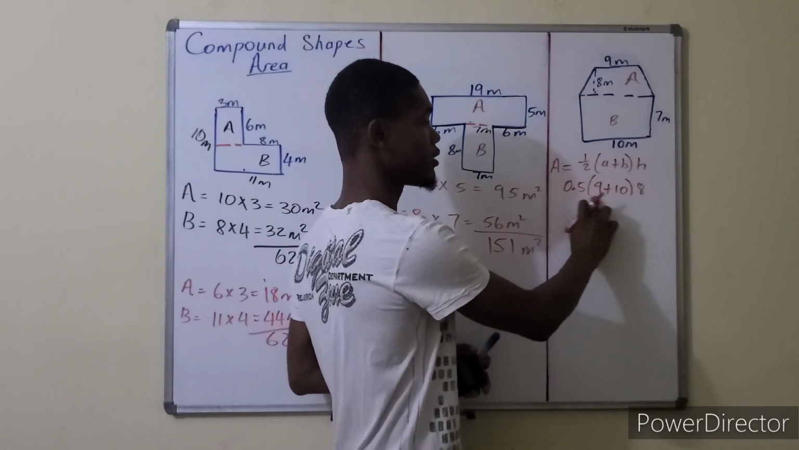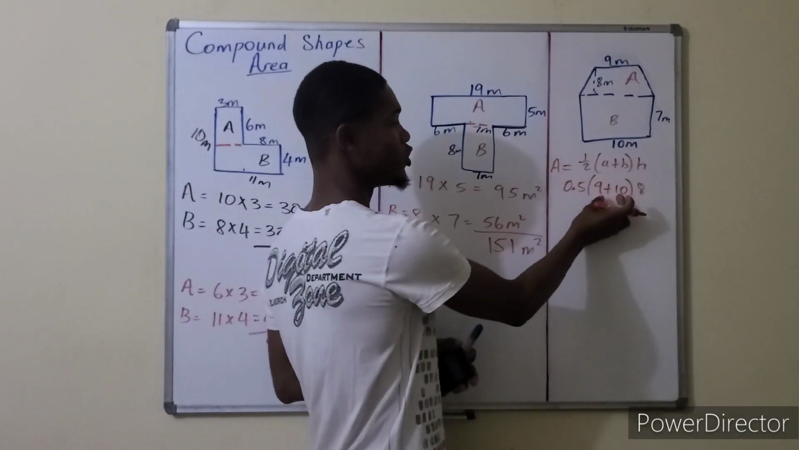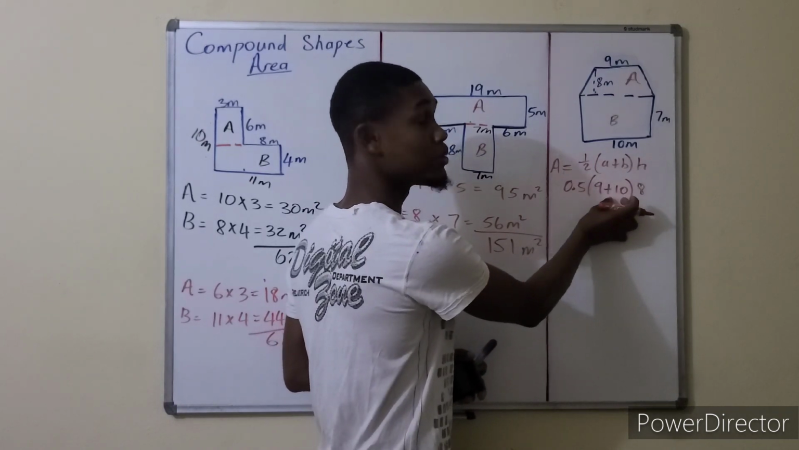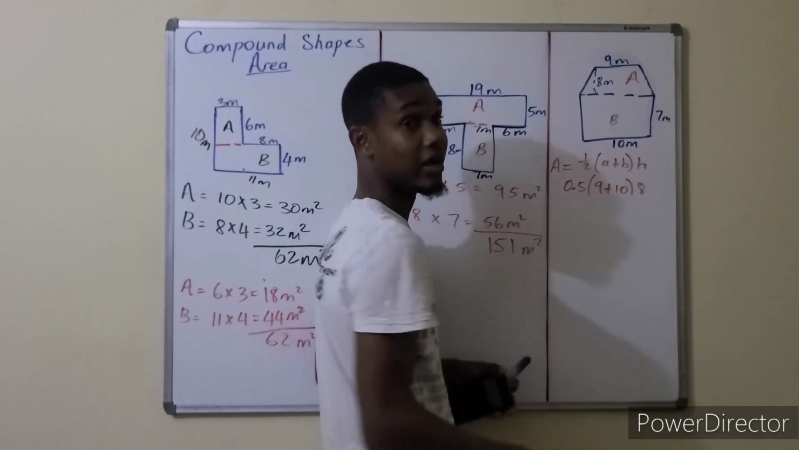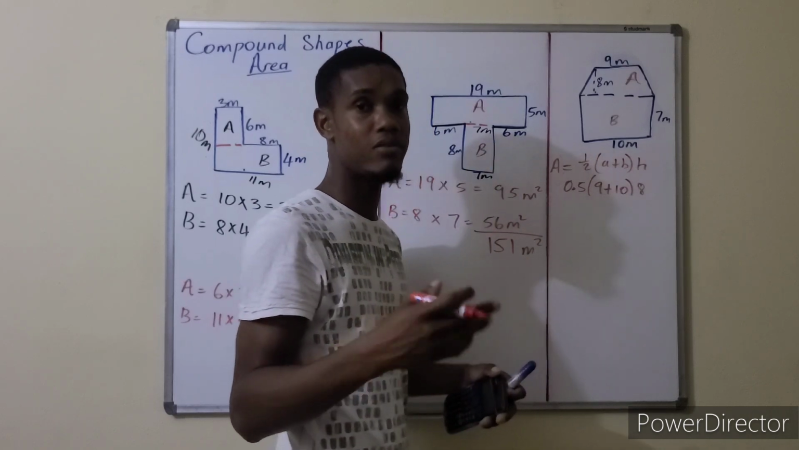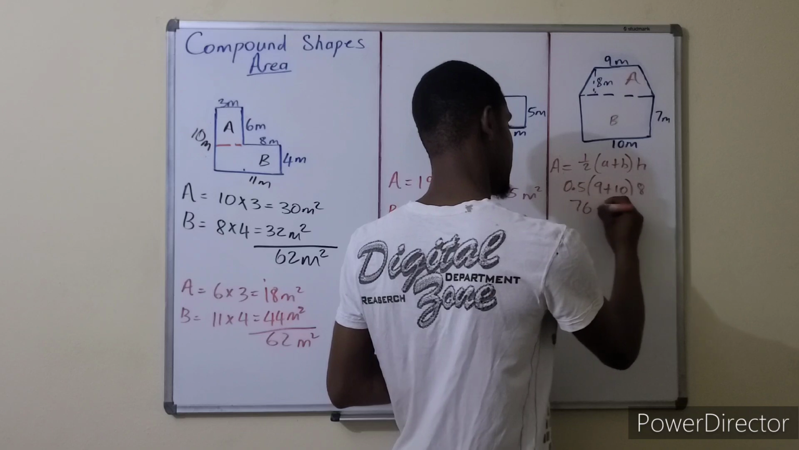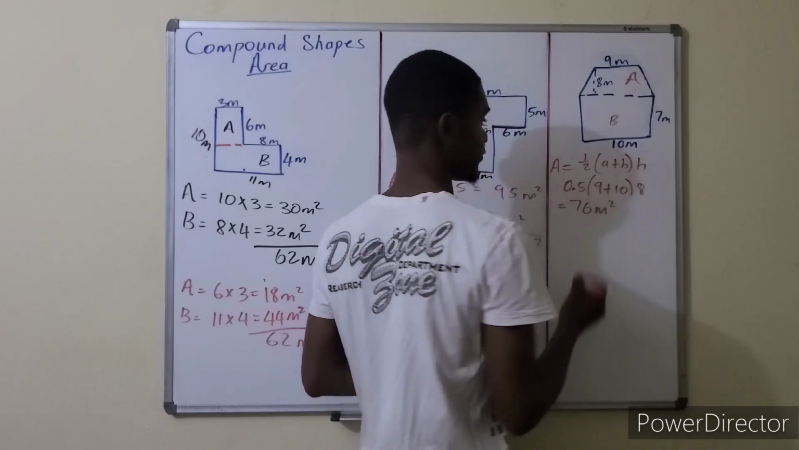So when you work it, if you're not using a calculator, you just simply add these two first. That gives you 19. You'll multiply the 19 times 8, and then when you get that answer, you'll be dividing it by 2, and that would give you 76 meters squared.